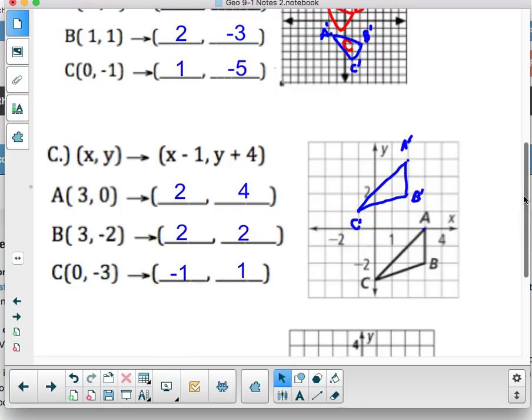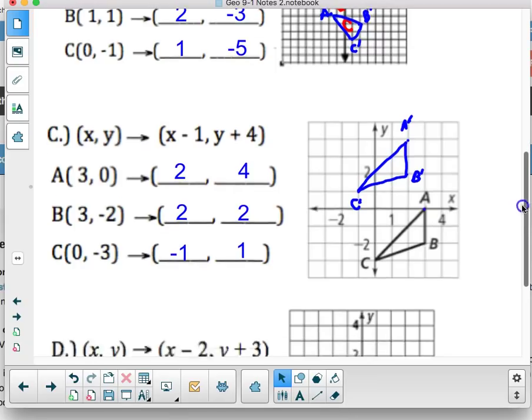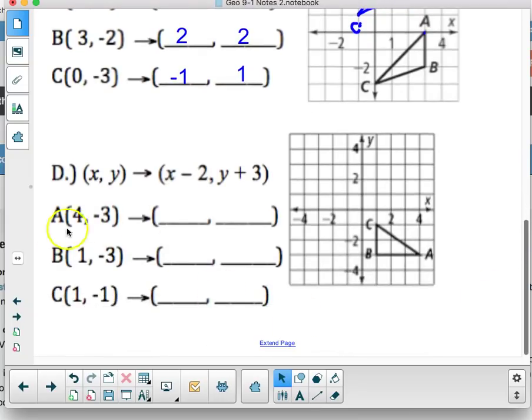Do the last one, letter D, and I'll come back on and we'll talk about the solution. Okay, welcome back. And the last one, I've got 4, 1, and 1. I'm going to subtract 2 from all my x's. 2, negative 1, and negative 1. I'm going to add 3 to all my y's. 0, 0, and 2.